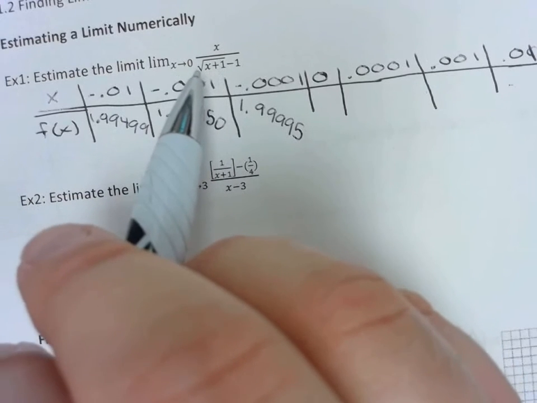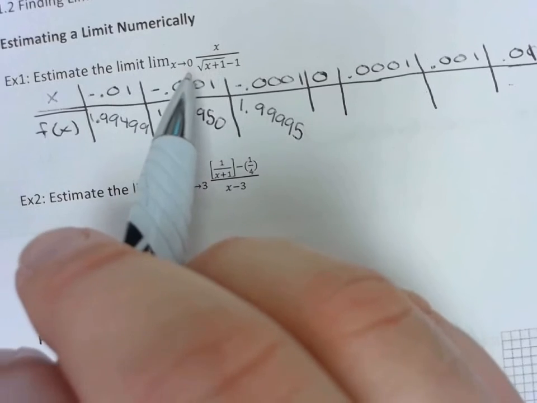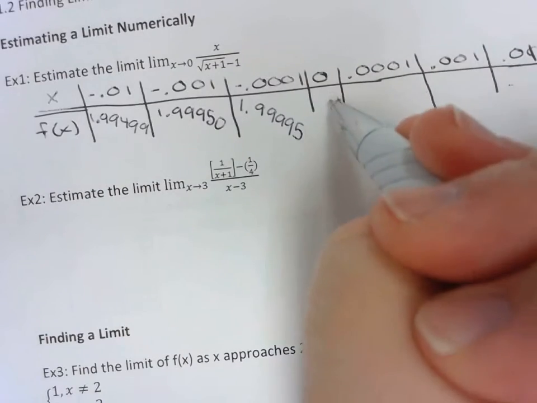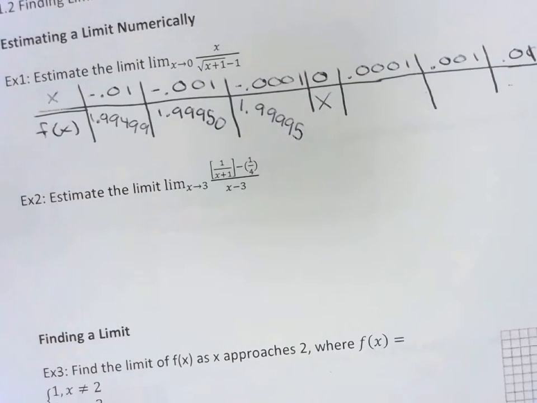So be careful. What limit means is I want to know what is the y value as x approaches 0, not necessarily at 0. And that's going to be important. So we're not necessarily worried about what is the y value at 0. We want to know what is the y value as x is approaching 0.